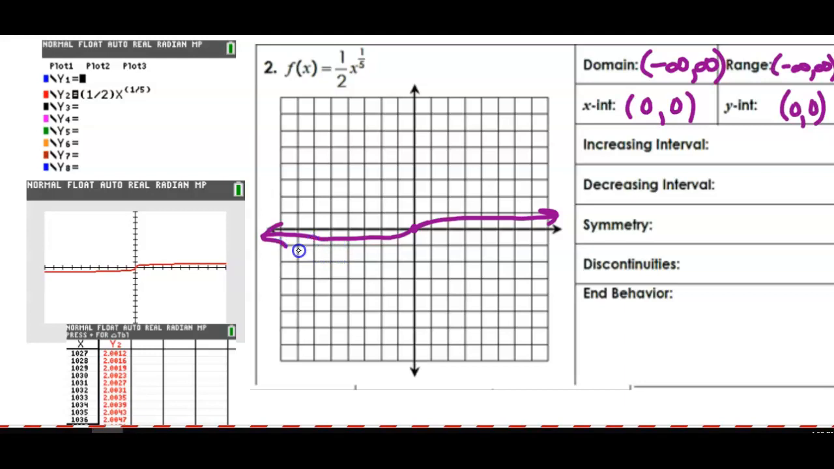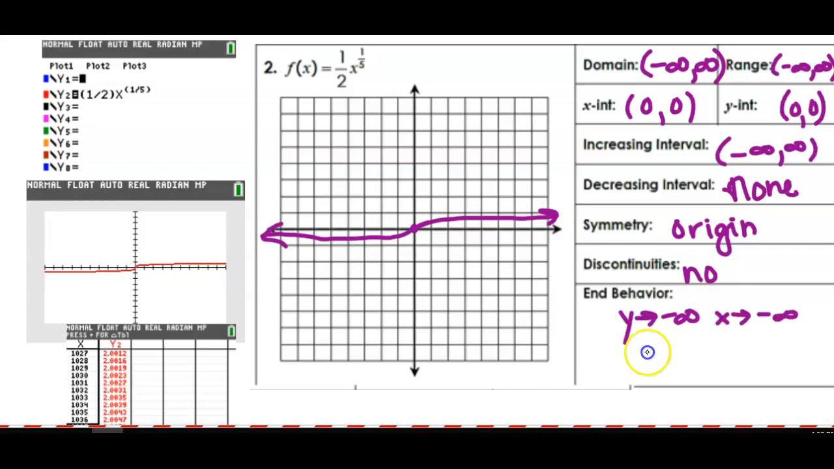My graph is not showing that well at all, but if you look over here, it's getting just a little higher, and then it goes through 0, 0, and then it keeps growing just ever so slowly. So it is all increasing and never decreasing. It is symmetric with the origin. Okay, and it has no discontinuities. It is going down on the left ever so slowly, and it is going up on the right ever so slowly.